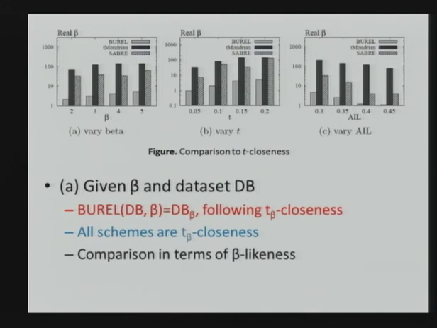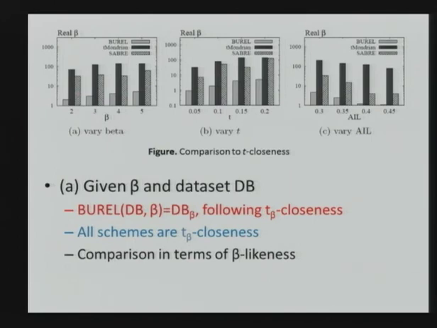Our comparison is composed of 3 parts. For the first part, we first vary the beta value. Given a beta value, we use our scheme to generate and release the data. For each released equivalence class, we calculate its t-closeness, and the biggest t will be considered as t beta.